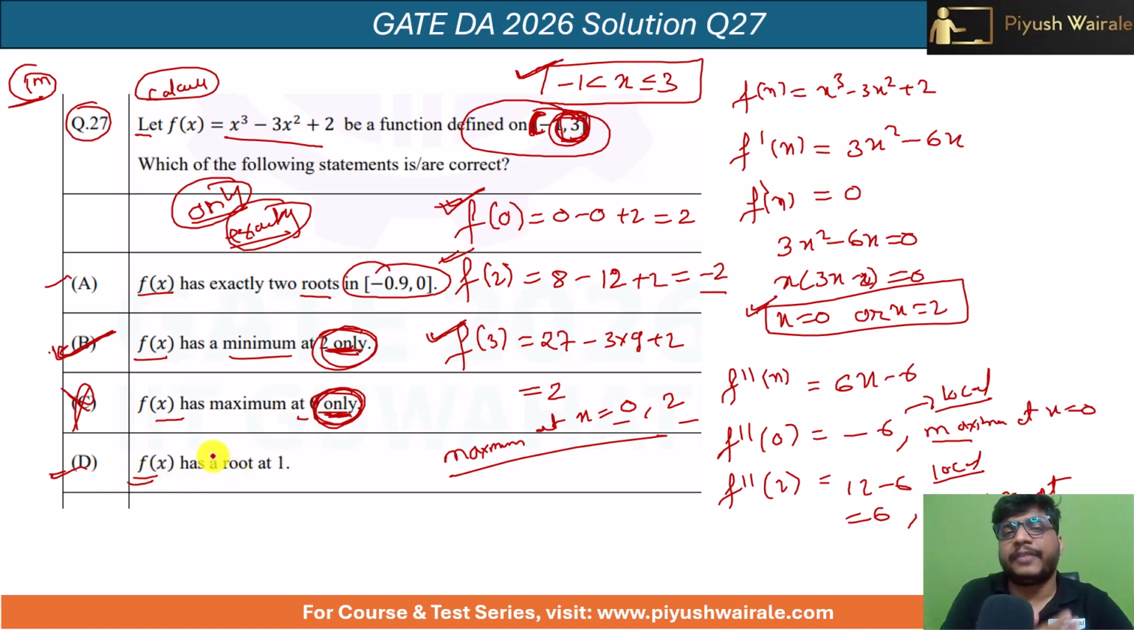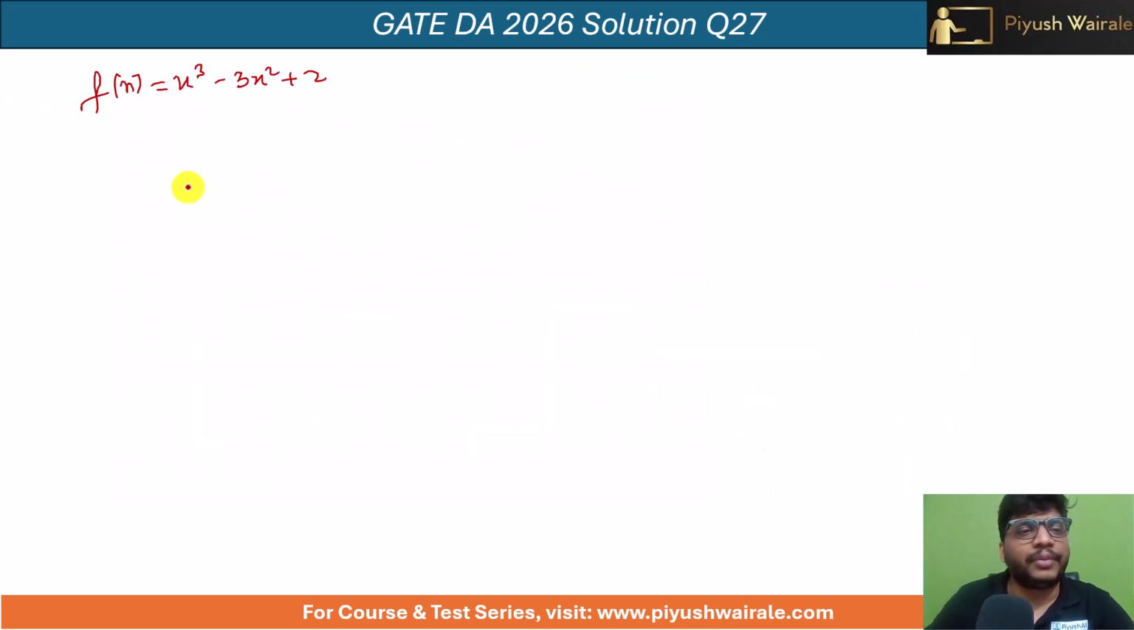So how to check if x equals to a is a root of this particular function or not? What we have to do is simply take the value x equals to a. If f of a is equal to 0, it means a is basically a root of this particular function here. Okay. So option D is basically a equals to 1. So let's try to find the value of f of 1. If it is equal to 0, it means it is a root of the equation here.